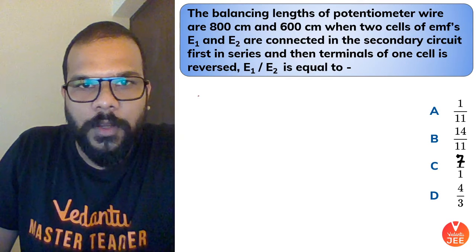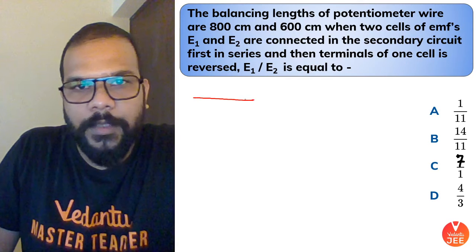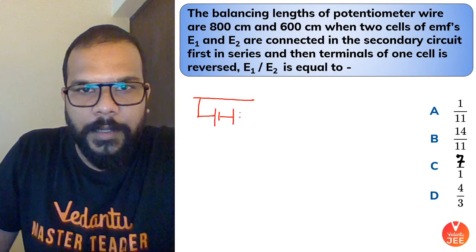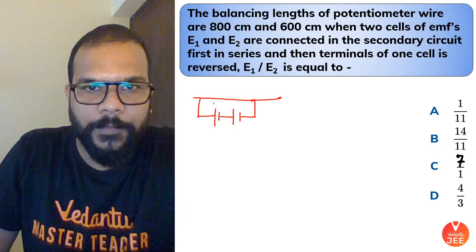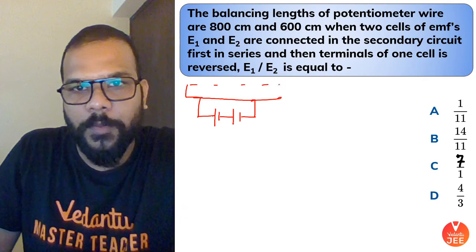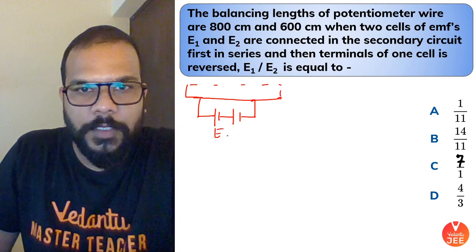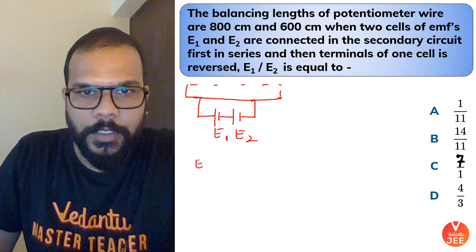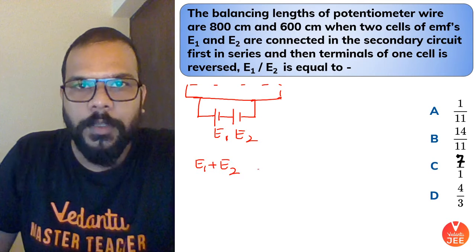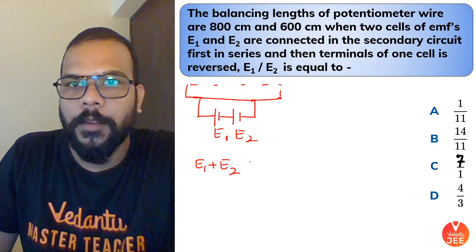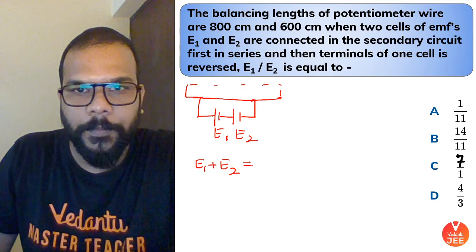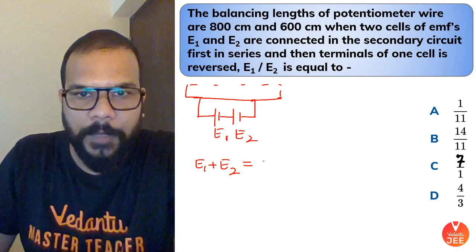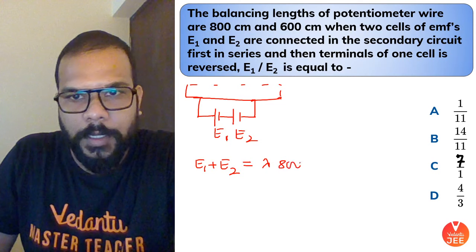So if you talk about the secondary circuit where the balancing has to happen, earlier in the secondary circuit you had the two cells connected like this. This is the secondary circuit I'm talking about. This is where your potentiometer is. So this was E1 and this was E2. So earlier what you were getting was E1 plus E2. You were getting the balancing length as 800. Okay, that means I can say it is lambda into 800.